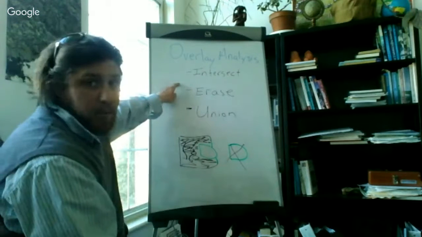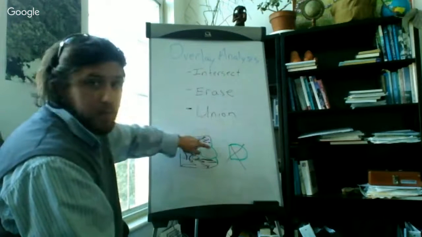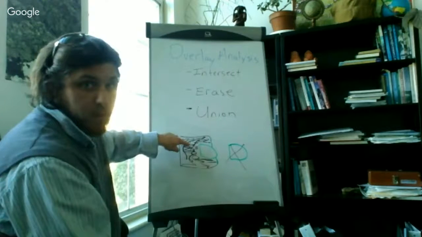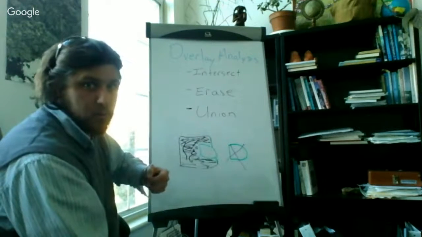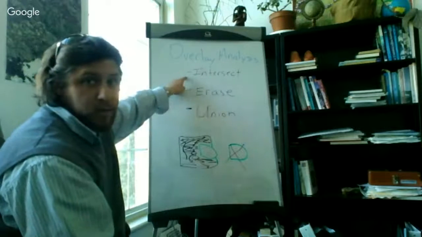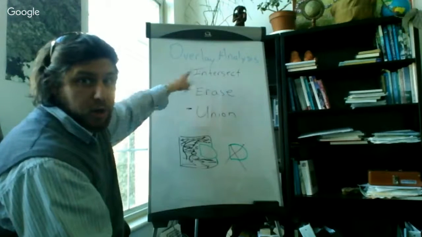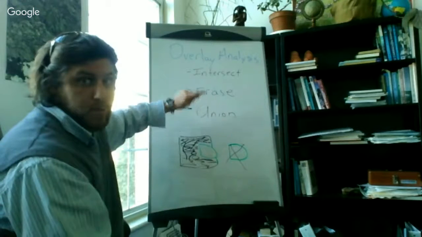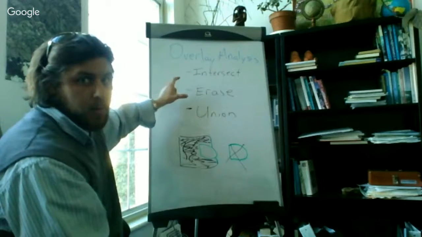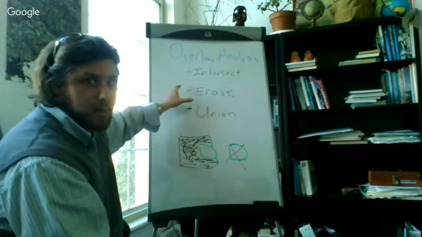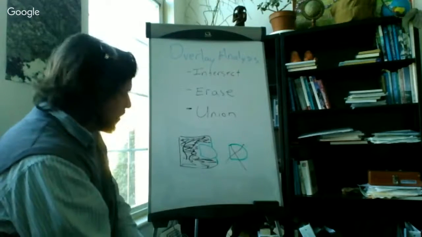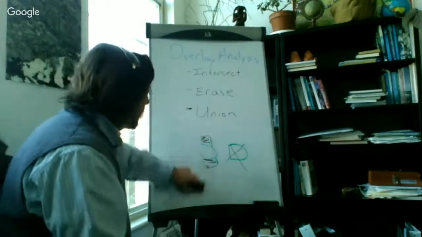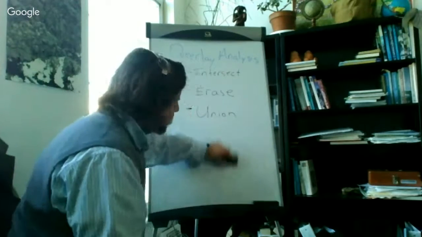So erase operations remove stuff from the input layer. They erase it. It's like a cookie cutter. They cut it out. Whereas intersects look for where both things occur and everything else goes away. So they kind of do the opposite of each other, but oftentimes we use them together when we're doing an overlay analysis. Now the last one I want to talk about is union, which is a little bit simpler, but still important.